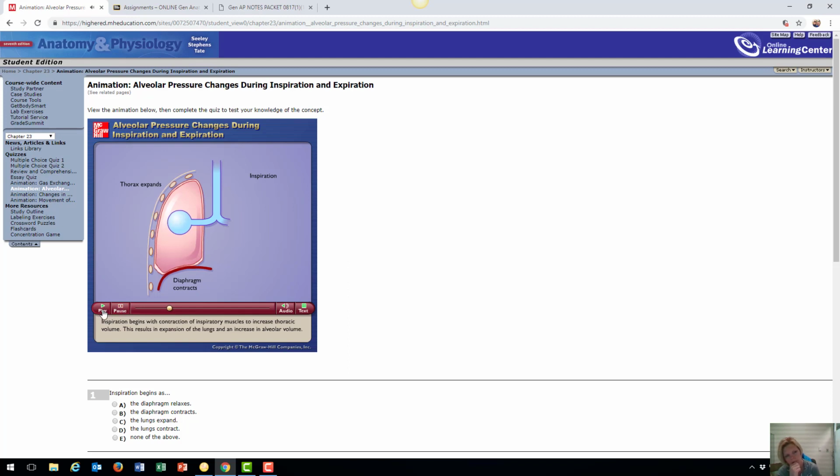This results in expansion of the lungs and an increase in alveolar volume. The increased alveolar volume causes a decrease in alveolar pressure below barometric air pressure, and air flows into the lungs.